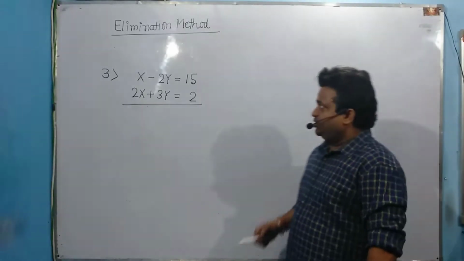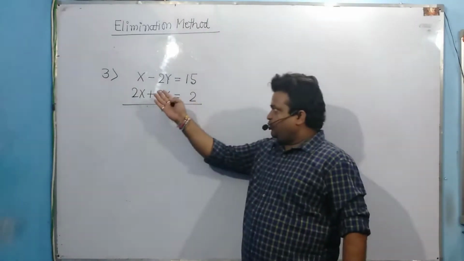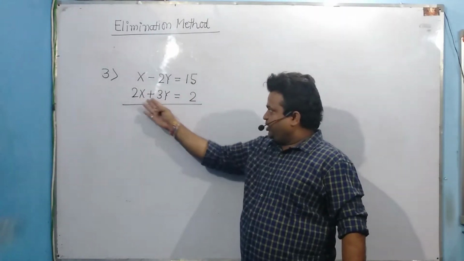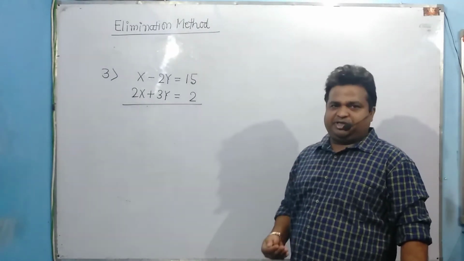Now, the third question based on the elimination method. The first linear equation is x minus 2y equal to 15. The second linear equation is 2x plus 3y equal to 2. Now you need to solve this question by the elimination method.